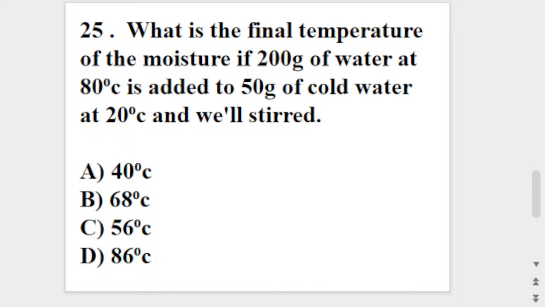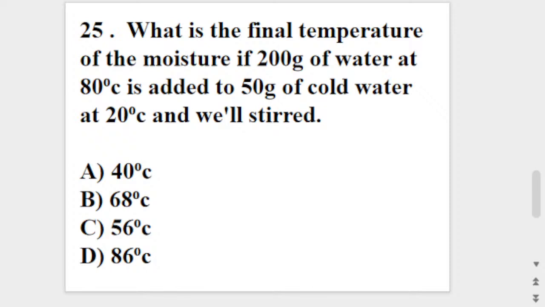So make theta 1 be the temperature of the hot water, which is what? 80 degrees Celsius. And then theta 2 is the temperature of the cold water, which is what? 20 degrees Celsius. And then we now have theta m. That is the temperature of the mixture.